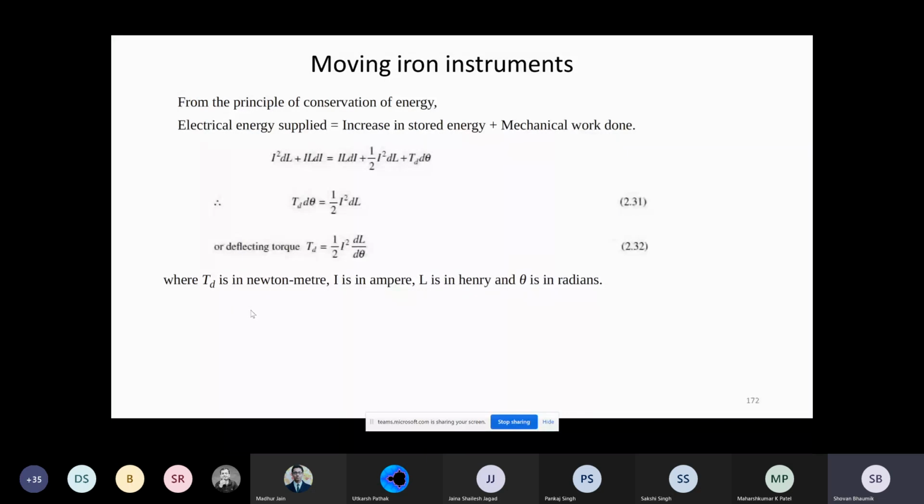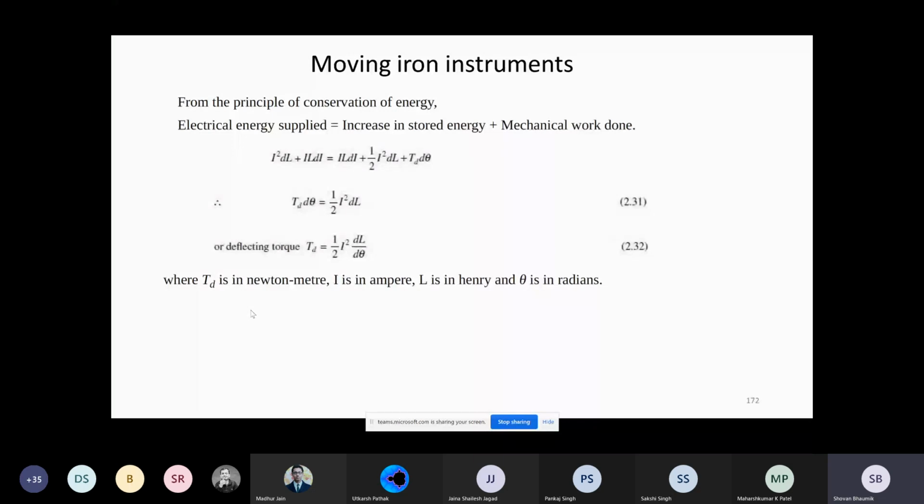i squared dL minus half i squared dL leaves half i squared dL equal to Td d theta, so the deflecting torque Td is half i squared dL by d theta. In this way we got the deflecting torque, half i squared dL/d theta. That you have to remember.